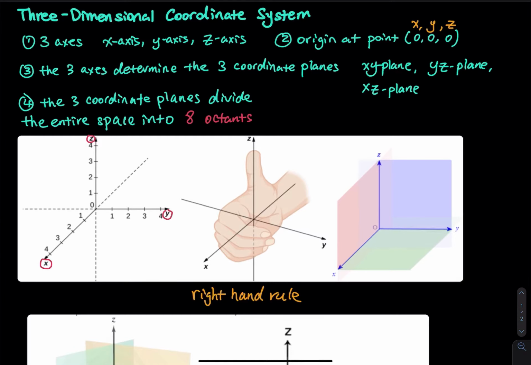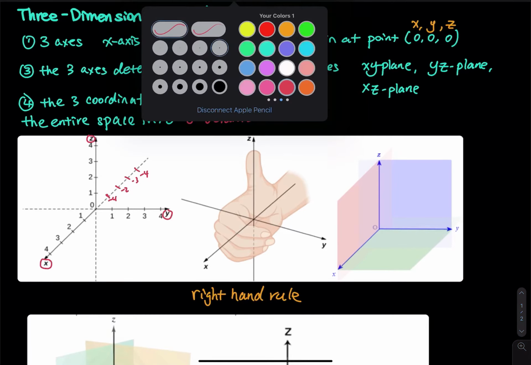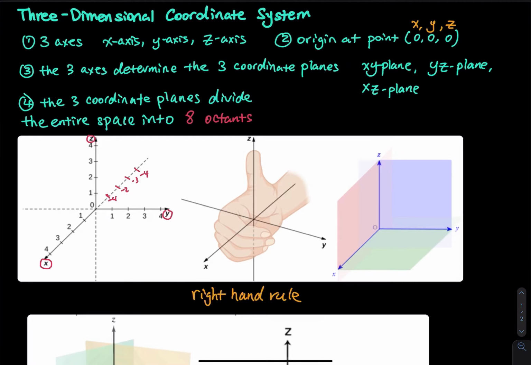Let's take a look at the x-axis. We already have x equals 0, 1, 2, 3, 4. And then on the other side of the x-axis, we have x equals -1, -2, -3, and -4. Let's switch to another color. On the other side of the y-axis, we have -1, -2, -3, and -4. And then the z-axis, let's switch that to another color. Down below, we have -1, -2, -3, and -4. So that's how the 3D coordinate system works.